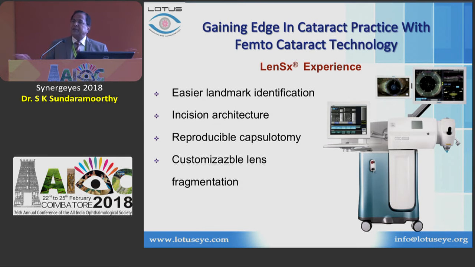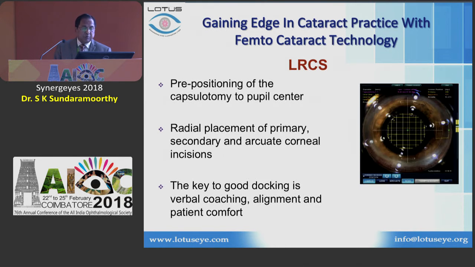I find it immensely useful, the reproducible capsulotomy. Whatever size you want, you get it every time. The customized lens fragmentation: you can customize the lens fragmentation, and you can adopt different methods of lens fragmentation and lens removal technique. And when you do the capsulotomy, the machine brings the capsulotomy to the pupillary center, positioning it in the pupillary center. And the radial placement of the other incisions.